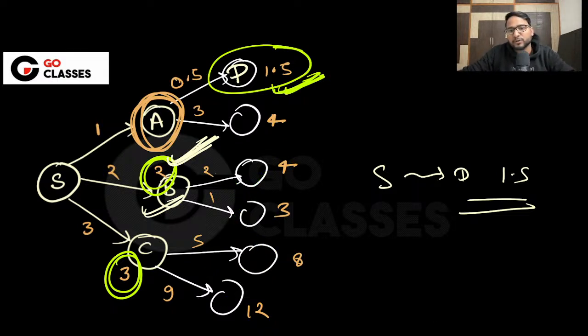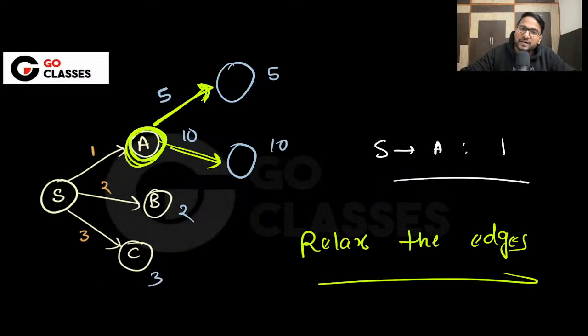Dijkstra says that don't explore these also. So it says that if this is final, you explore only this, which is 5 and 10 maybe, and then this is 2 and 3, then this is the final, right? Okay, now you explore this, and then you keep on doing it. So this is the idea of Dijkstra.